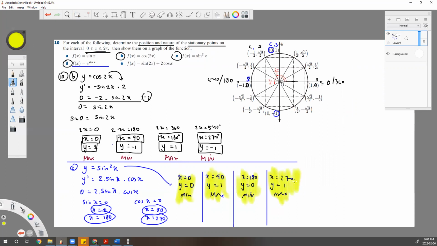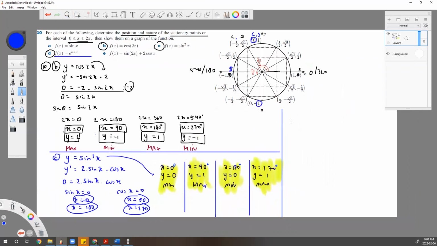Not in radian form, of course. This is in the degree because that's the most basic part. If you want to convert into radian, up to you, for the x only. Okay. Let's do part D.